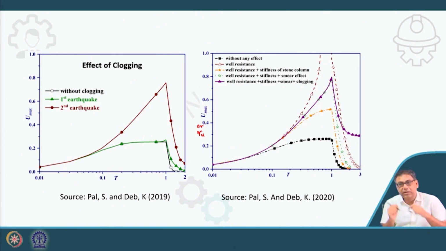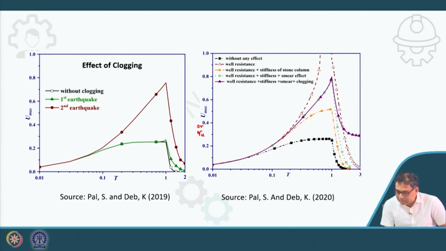Now if I consider the permeability of the stone column, because in this curve you can see the first case, without any effect, the permeability is considered as infinity. But here the permeability is taken as finite, and generally the permeability of the column is taken as 200 to 300 times more than the permeability of the surrounding soil. 200 times to 300 times, not infinity. So here it has been considered as 200 times more than the permeability of the surrounding soil.